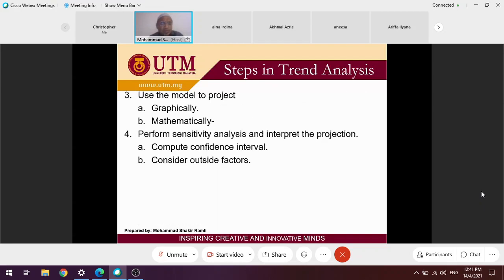And step number 3, use the model to project graphically and mathematically. So using that model, for example, linear model, you can extend graphically. Just draw a continual line to project the forecast. And you can also use a regression mathematical equation to extrapolate and forecast what's going to happen in the future. And step number 4, perform sensitivity analysis and also interpret the projection.